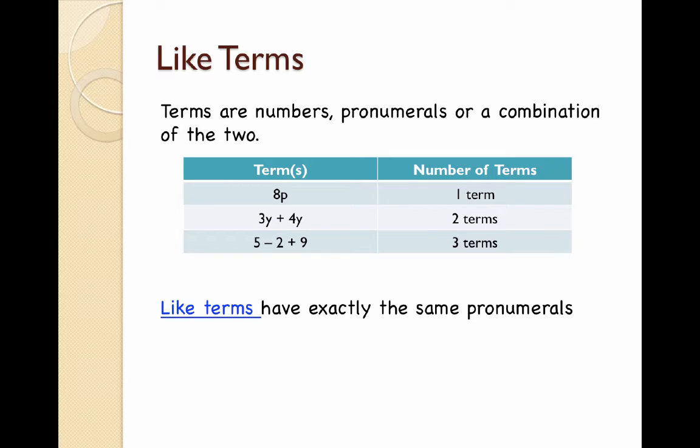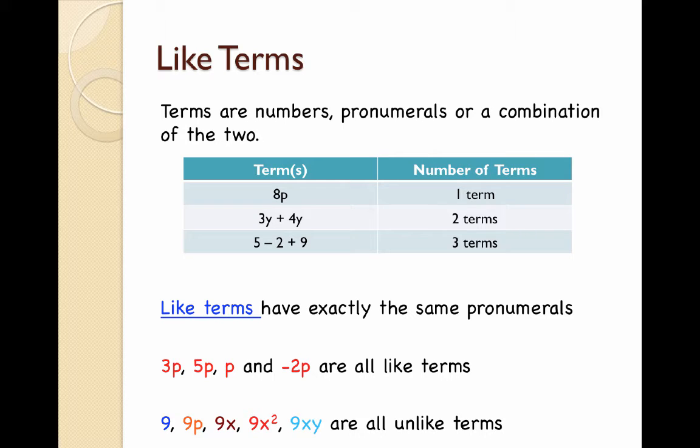Like terms have exactly the same pronumerals. They have exactly the same letters. So 3p, 5p, p, and minus 2p are all like terms because they all use a p. Whereas 9, 9p, 9x, 9x squared, and 9xy are all unlike terms because they all have different letters. You might even look at 9x, 9x squared, and 9xy and say to yourself, well, they've all got x's in them, but because they're all different types of x's, they are not like terms.